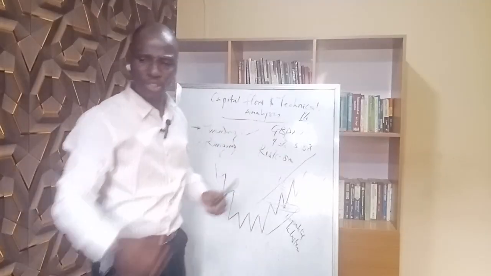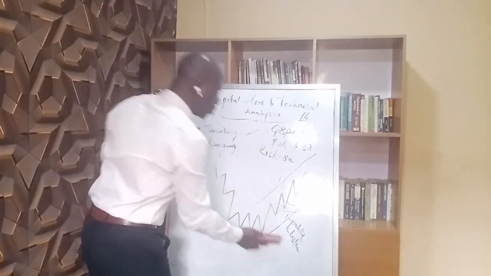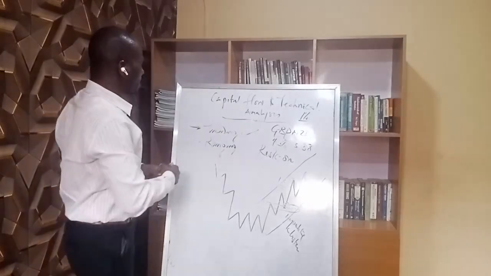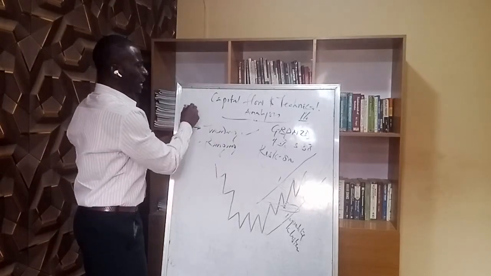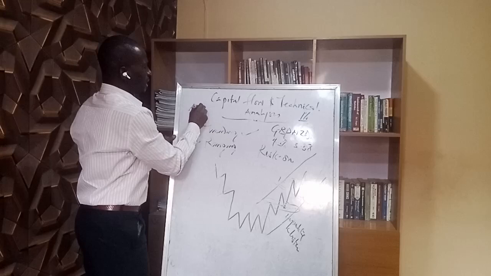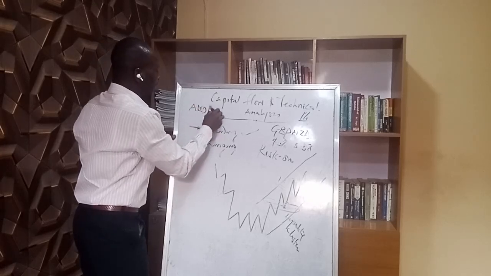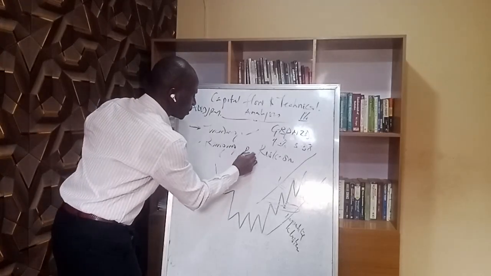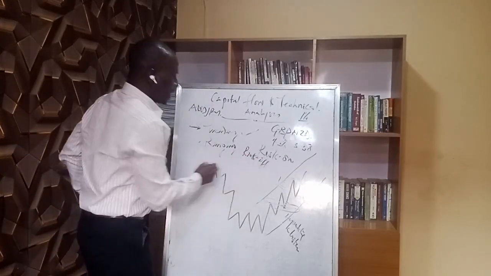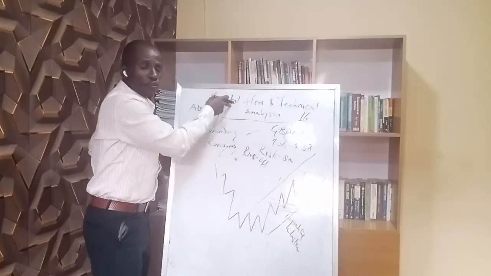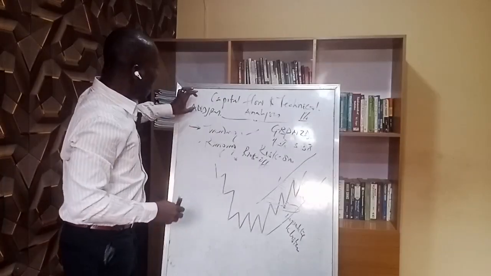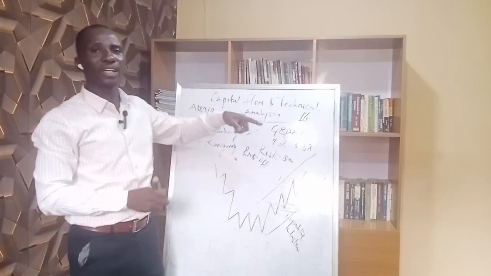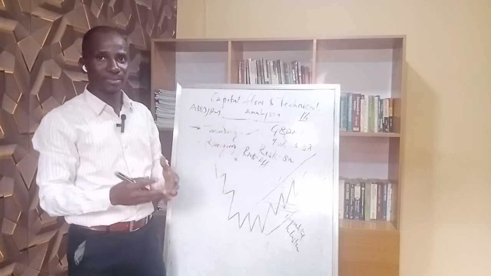Now, let me paint a picture of a risk-off environment for you very quickly. Let me look for a currency pair. Let's say maybe we are looking at AUD/JPY. Now, when there is a risk-off, capital will flow from high-yield currencies into the low-yield currencies, or what we call safe havens.